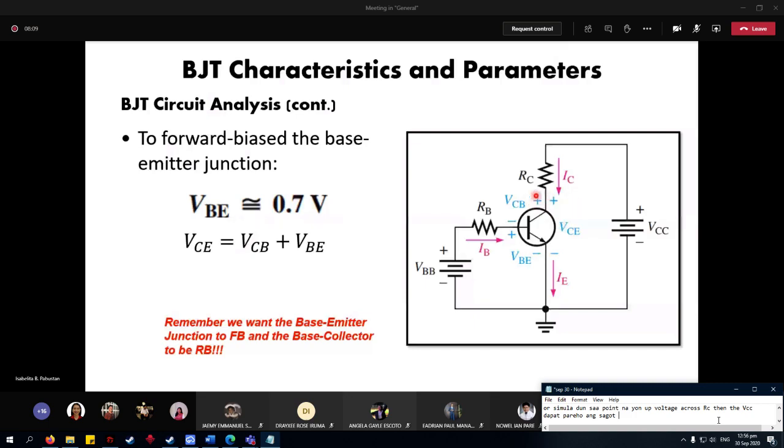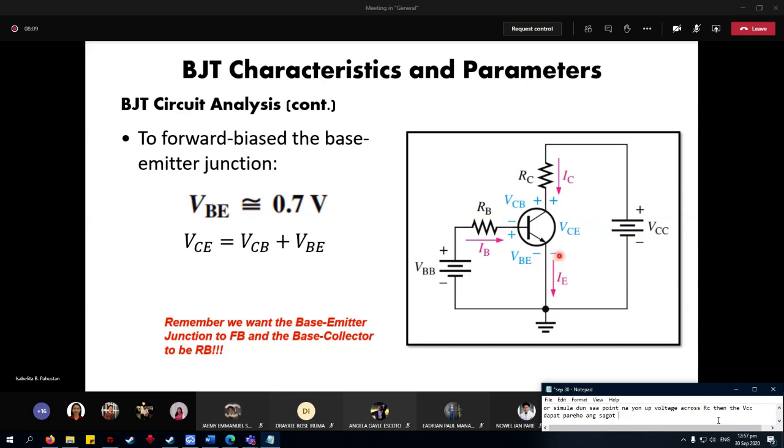remember, the collector base must be reverse biased, N, PN. So, positive. Bakit ito positive? Because of this. Okay? So, positive and then negative. N, P, N. So, plus, minus. So, this one is reverse bias. The VCE, the polarity is like this one, VCE plus, minus, plus because of this.